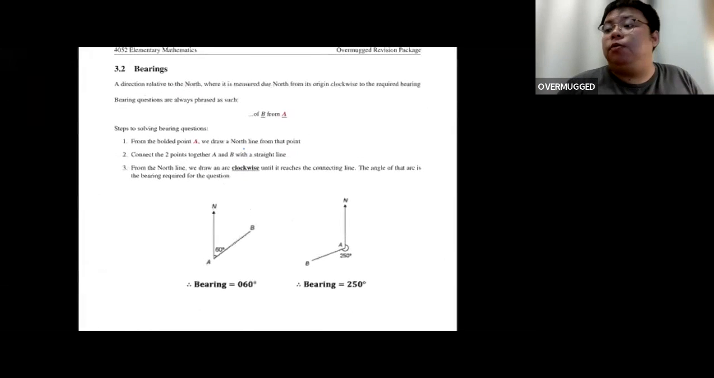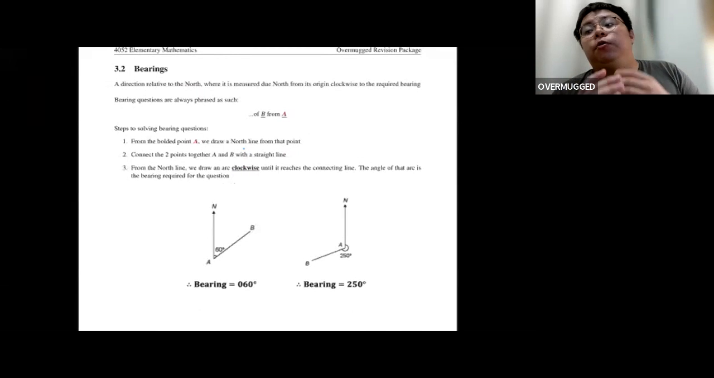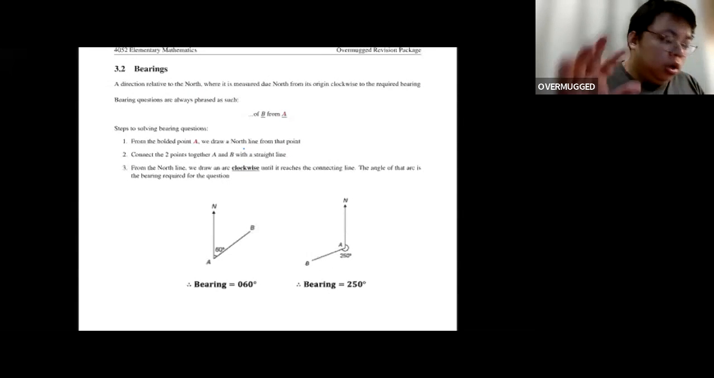Next, we're going to go into the next few concepts, which will be bearings. The next concept will be important, that is bearings. One of the things that I like to remind students for bearing questions is that all bearing questions are phrased in the same way. If you're my normal student, you should have heard me saying this literally every week. Bearing questions are always phrased in the same way: of something, from something. To solve bearing questions, I have this step-by-step process here.